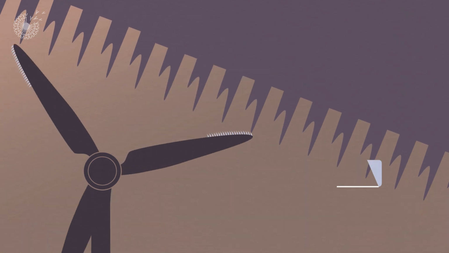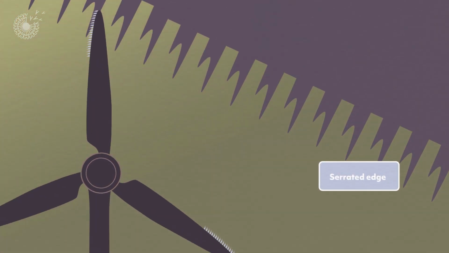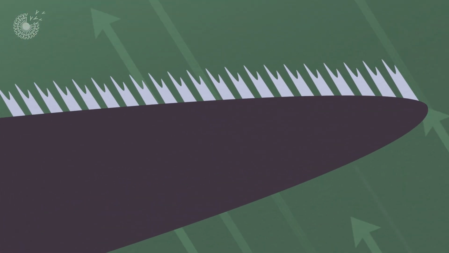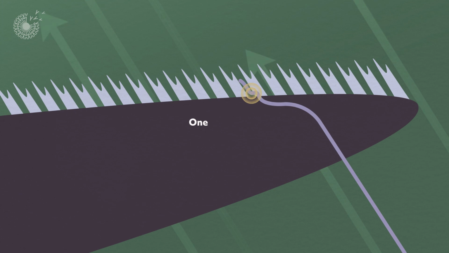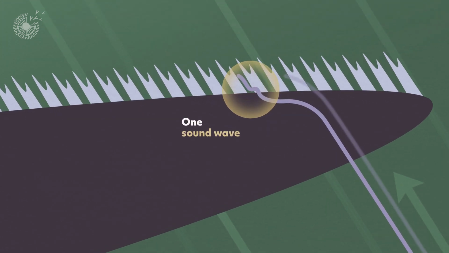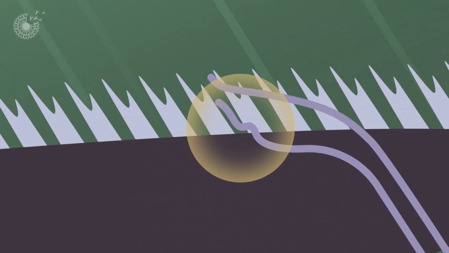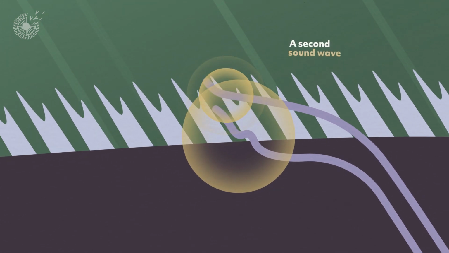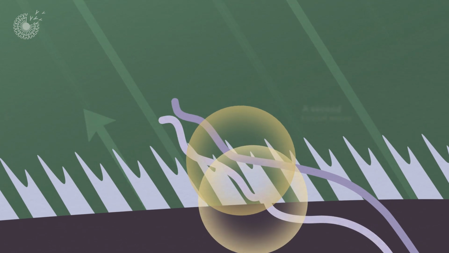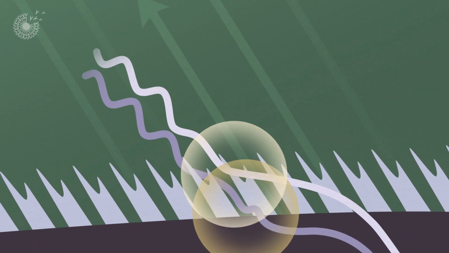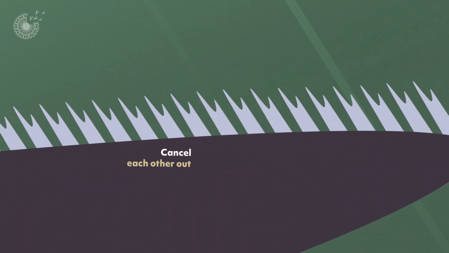So Biome Renewables designed their serrated FeatherEdge technology for the outer portion of a turbine blade. As air rushes around the blades, some of it curls down into the space at the base of the serrated teeth, generating one sound wave. And some of it curls down at the tips of the teeth, generating a second sound wave a moment later. The troughs of the first sound wave align with the peaks of the second and cancel each other out.